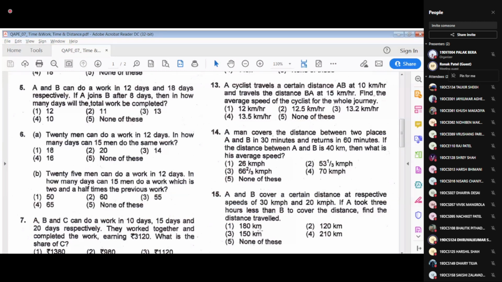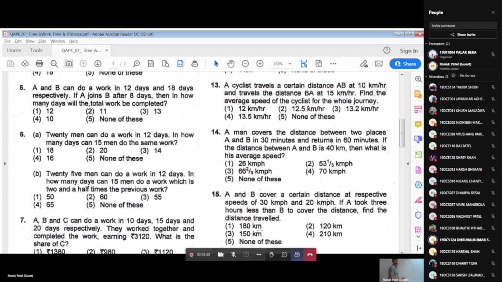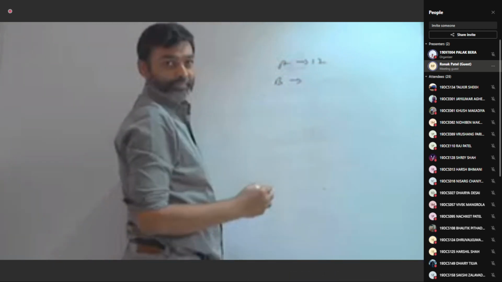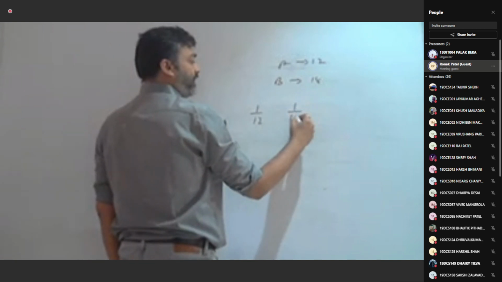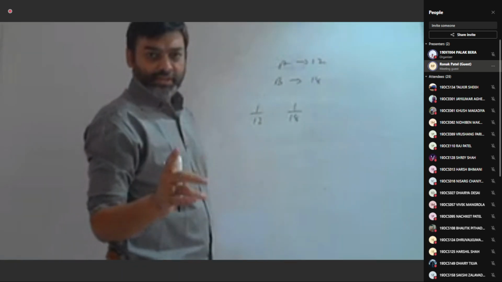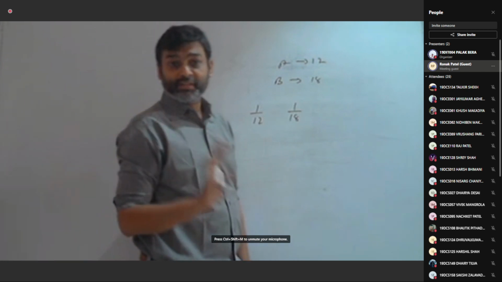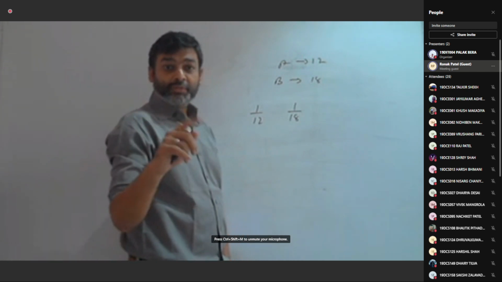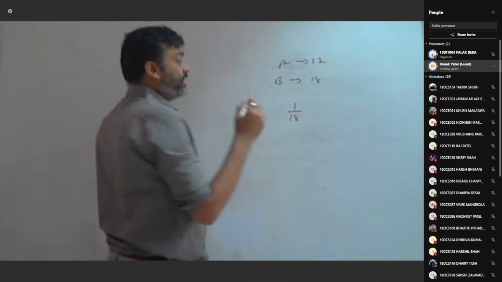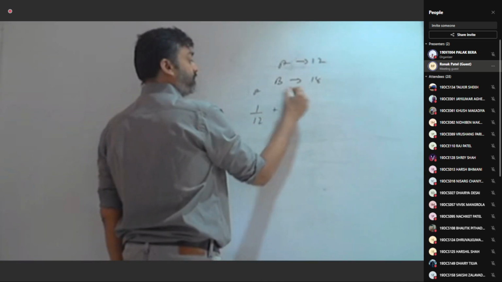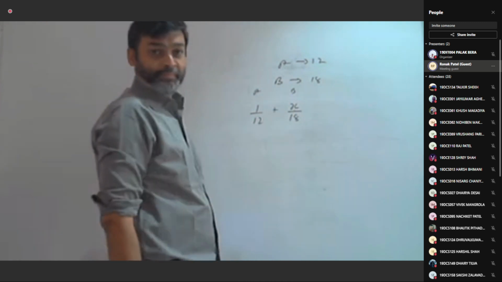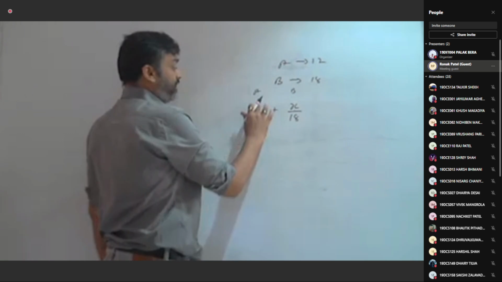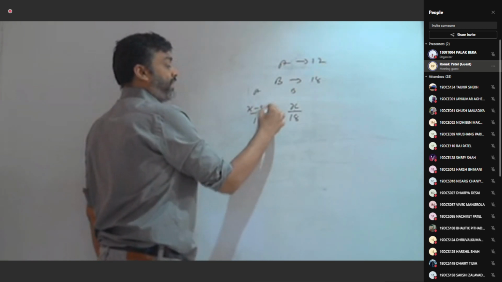Sir, 12. Okay, look how you've done it. So A's days are given, how many? 12. And B days are how much? 18. So in one day, A's work is 1 by 12 and B's work is 1 by 18. The question asks, in how many days is the total work completed? If A joins B after 8 days, that means A is joining later on. So B is working from first to last, so I can say that B must have taken x days to complete the work. So A must have taken x minus 8 days.